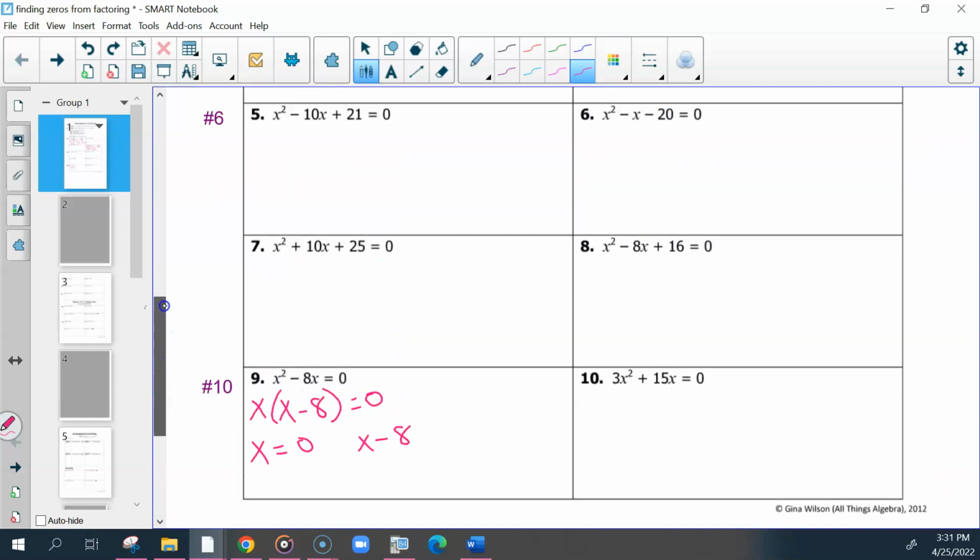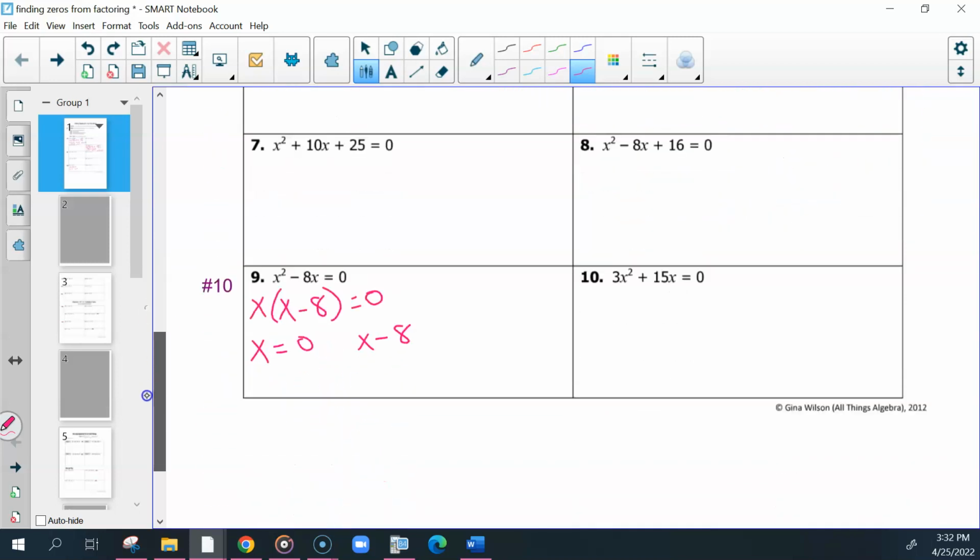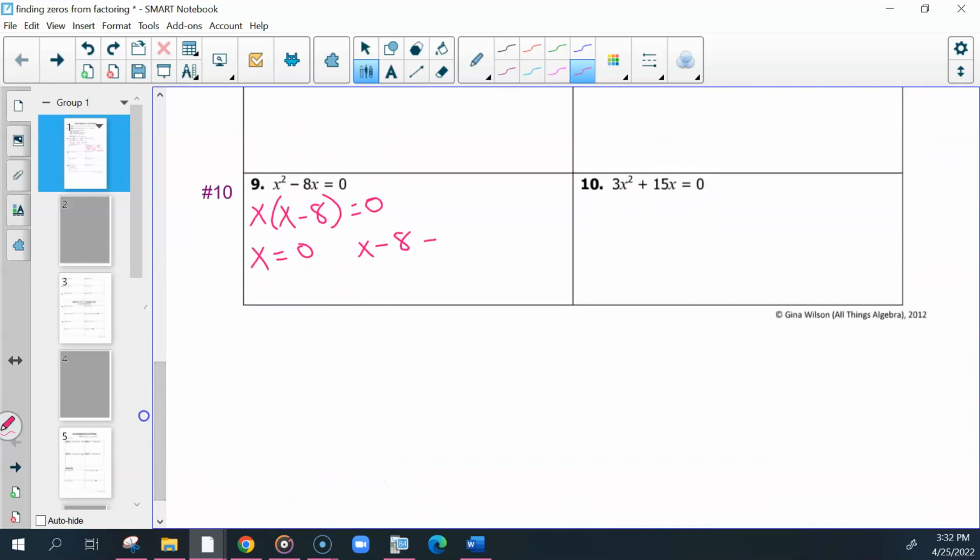Oh, I don't think I wrote... No, I didn't. This is curly brackets. When you write these in curly brackets, write them least to greatest. So then we have x equals 0, that wouldn't change, and x equals 8. So our solutions would be 0, 8.